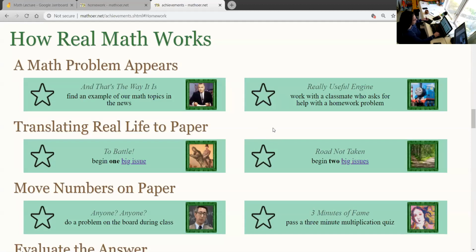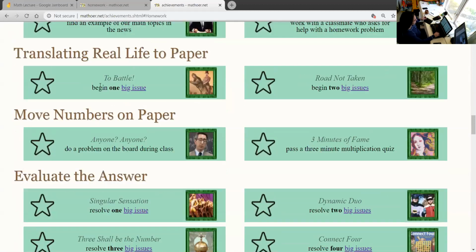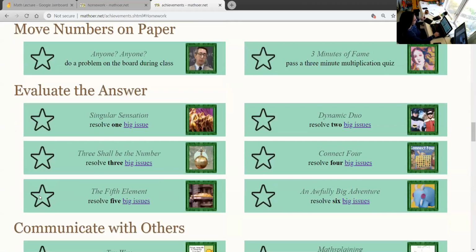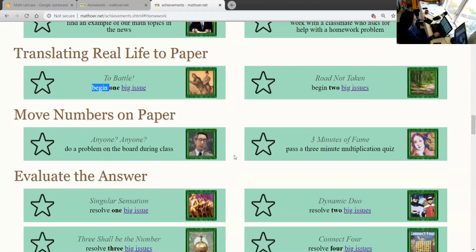The big issues we just looked at appear twice. Just starting them, only beginning them, gets you some stars, because putting some real life issues on paper is in itself something worth learning to do. And then if you solve up to 6 of them, you can get a ton of stars. You don't have to actually do 6 this term. This is for the very ambitious people. Again, some people have done a problem.